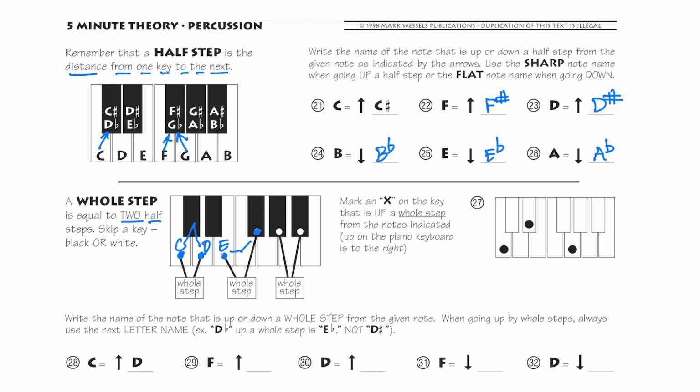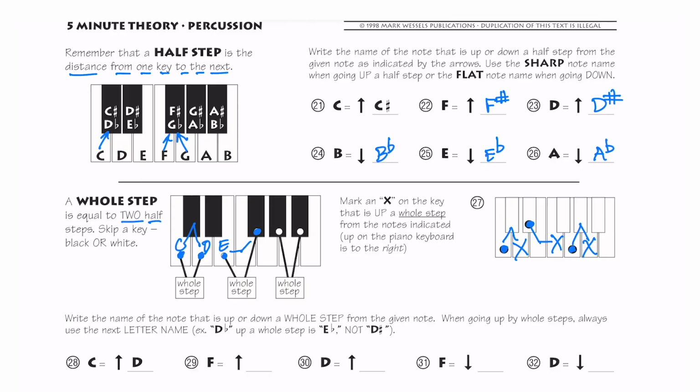All right, so number 27, I'm going to mark an X on the key that is up a whole step. So here, this first note, half, half, boom. Okay, next note is E flat. I'm going to go up and then up, boom, right? And then here, up and up, boom. Okay, so if you know how to count to 2, or if you know what half steps are and you can add 2 half steps together, this is really tough stuff.